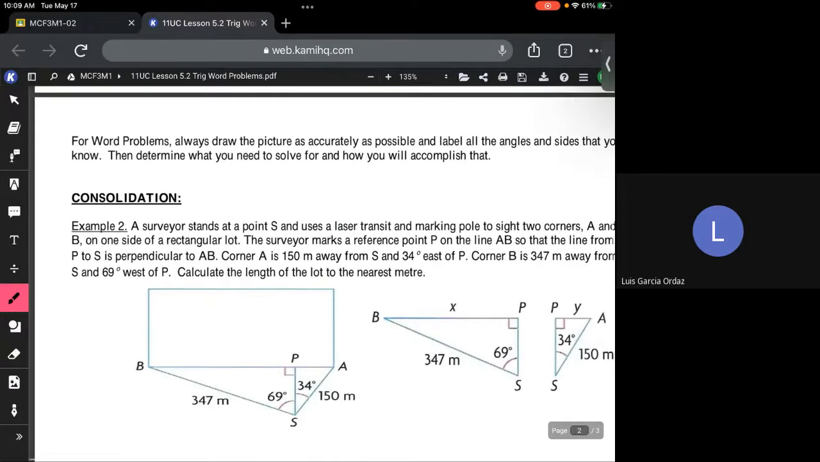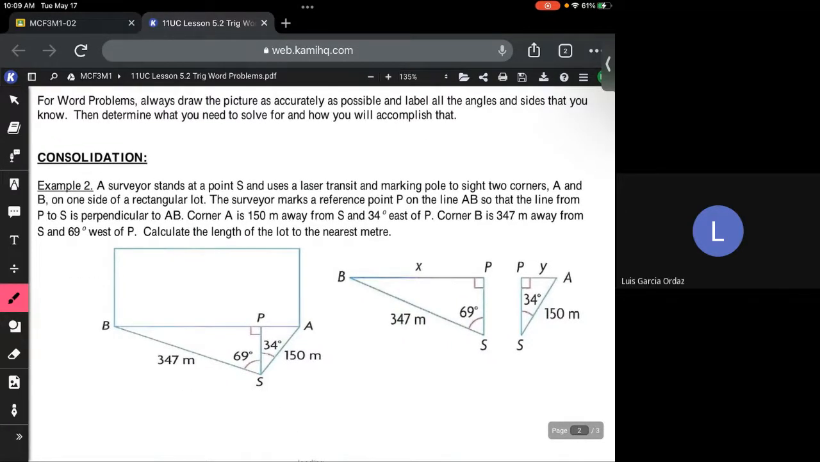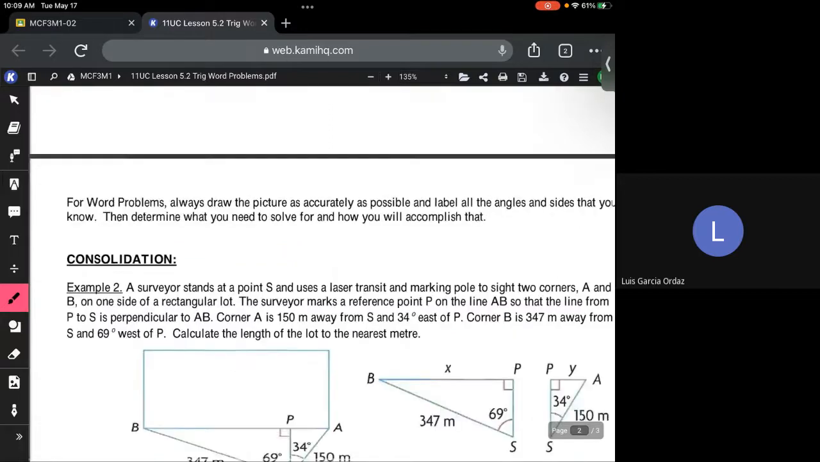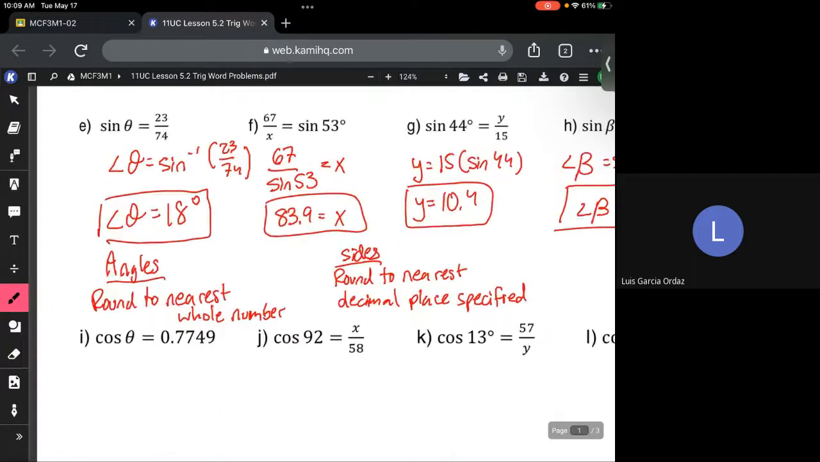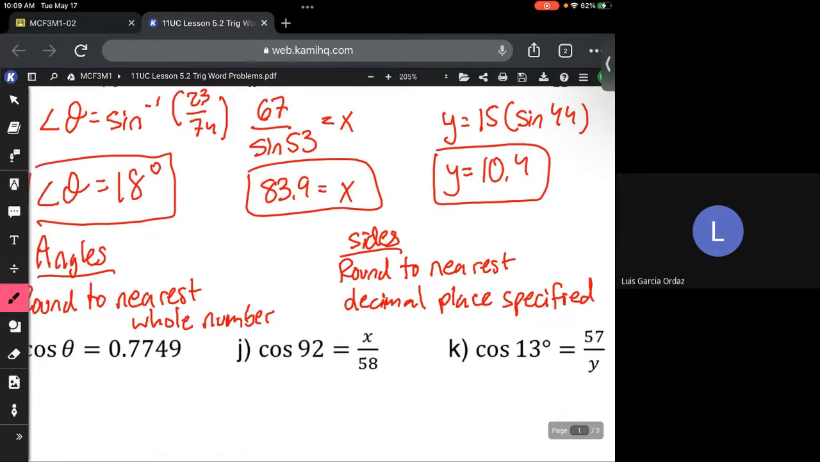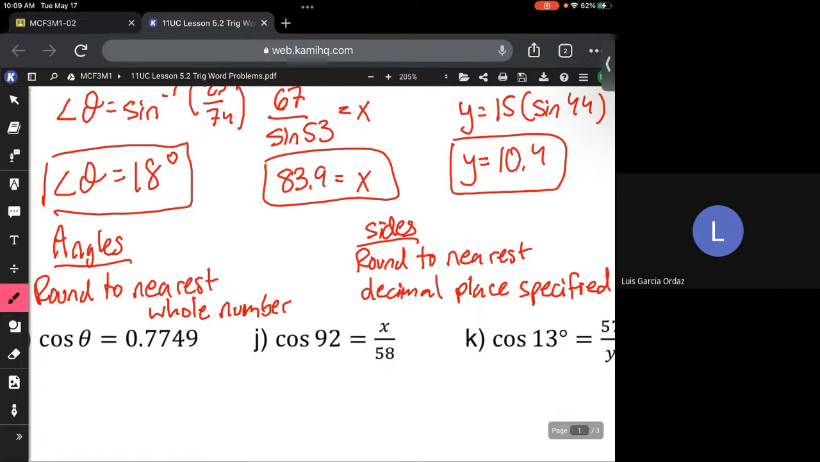So now for word problems, this is where it becomes tricky because you have to draw an accurate drawing. Like I was saying, the only difficult part about word problems is you have to draw an accurate drawing. Because if you mess up your drawing, you're going to mess up your whole answer. And then you get 1 mark for your drawing, and that's it.